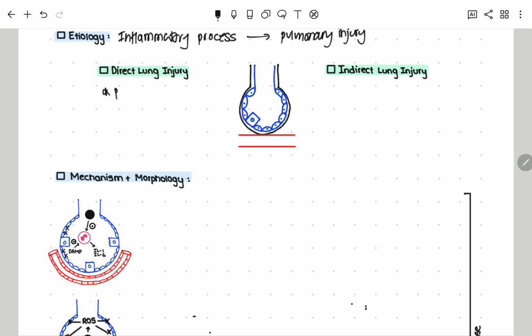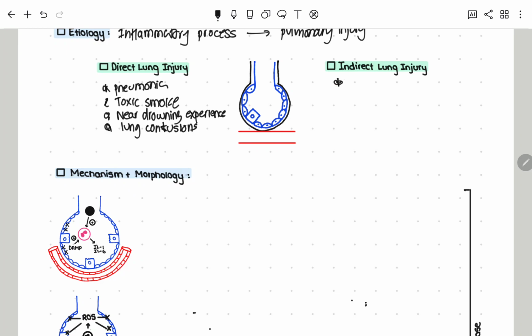Direct injury is seen in cases of pneumonia, for example, by toxic smoke, having a near drowning experience, and this basically works because of the differences in the type of water you're going to be drowning in. It can directly affect the pneumocytes and the surfactant that is present, leading to alveolar collapse. Or you can directly have lung injury through stabs or external injuries, whatever, that lead to lung contusions.